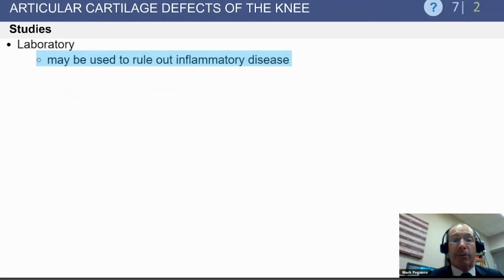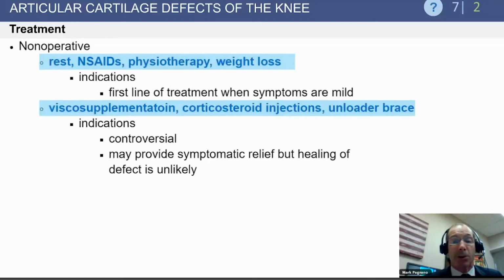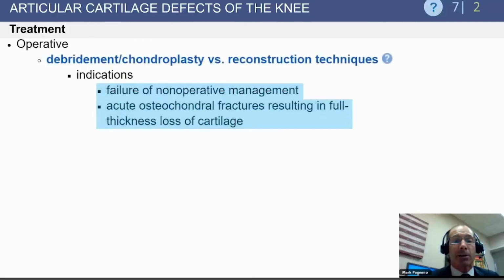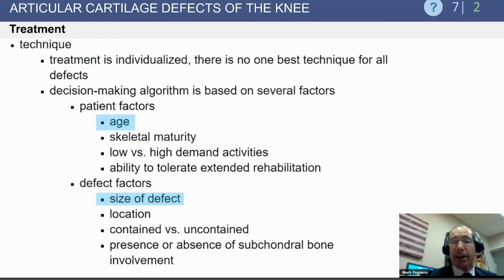Laboratory tests only have a role in essentially ruling out inflammatory arthritis. Make sure you're not being fooled between osteoarthritis and an inflammatory arthritis. Realistically, the early treatments are very similar to what you'd expect with early degenerative arthritis. So all the same mainline things for osteoarthritis also apply to isolated articular cartilage defects. It's when you get past that initial phase that we start thinking about other novel techniques.